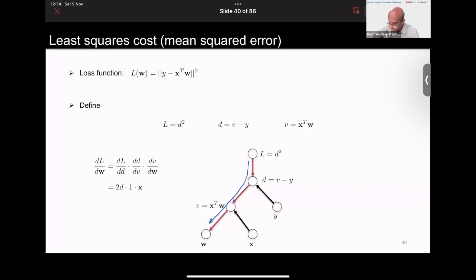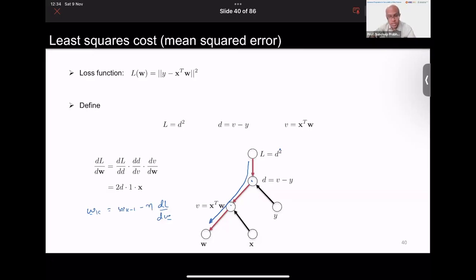So I compute the derivative of this with respect to this node, with respect to this node, and finally with respect to this. That is going to give me 2D, 1 and X. Eventually, what I'll do is form a stochastic gradient descent to do this.